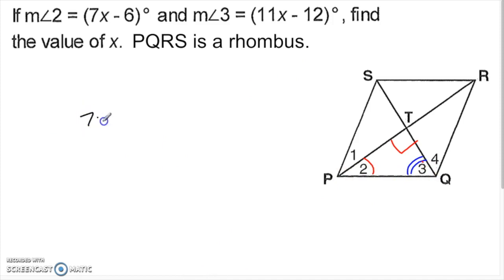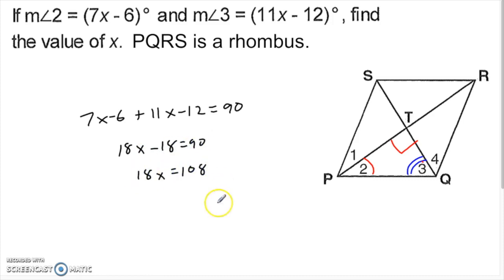So I take 7x minus 6, I add the 11x minus 12, and that's got to be 90 degrees because that's how much is left over in this triangle. I've already got 90 there. I need another 90 to finish off the 180. 18x minus 18 equals 90, which means 18x is 108. And let's see, 6 I think will do it because 6 times 10 is 60, 6 times 8 is 48, so 6 times 18 is 108, that means x is 6. Is that the answer to the question? Yes, they want the value of x, so there we go, x equals 6.